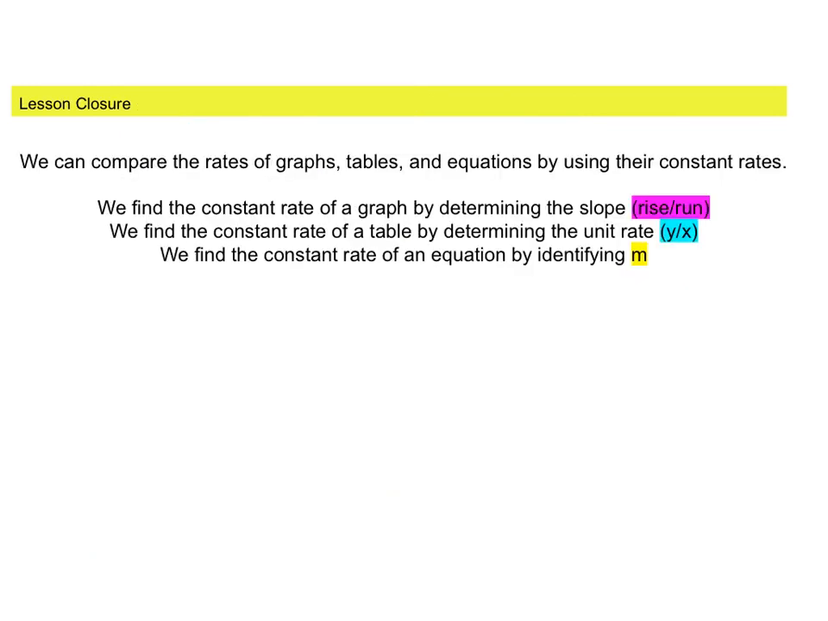All right, for our lesson closure, we just want to know we can compare the rates of graphs, tables, and equations by using their constant rates. For a graph, we find our constant rate by doing the rise over run. Remember, this is the same as y divided by x. So for a graph, we just find what matches up with our y, what matches up with our x when we're graphing this line. Okay, we find a point. We say, oh, here's my x, here's my y divided by x. Okay? For a table, super simple because it's usually always written out for us. So we would just always do y divided by x to get our constant rate.